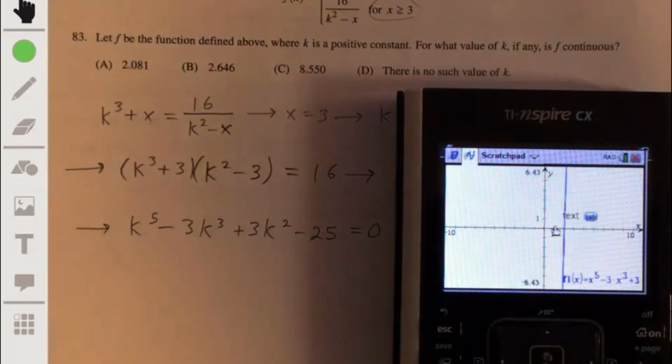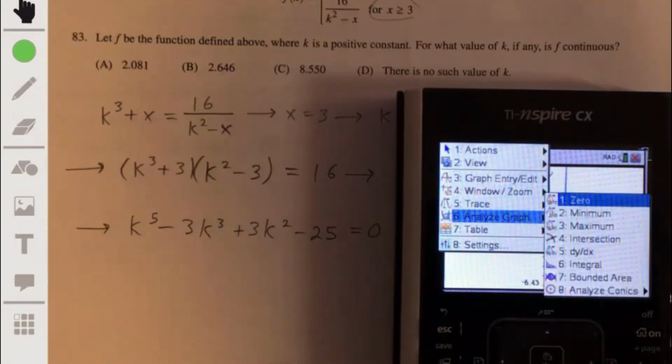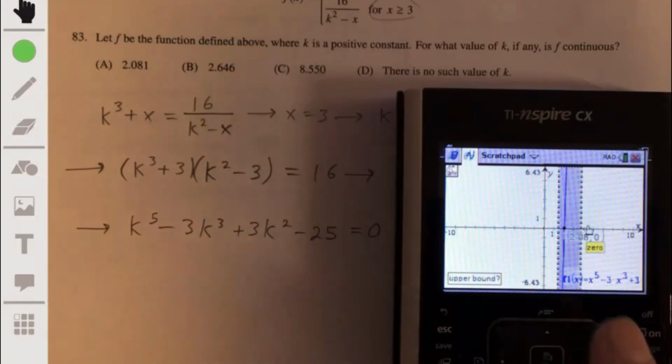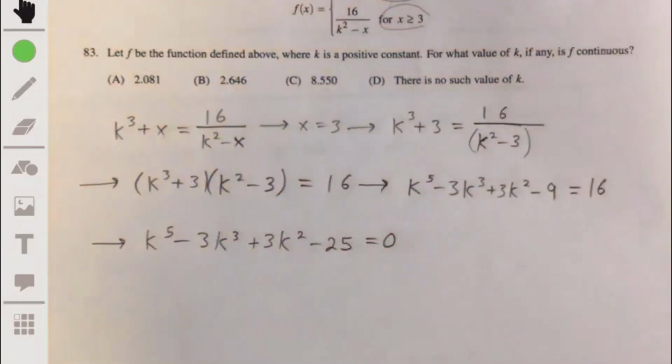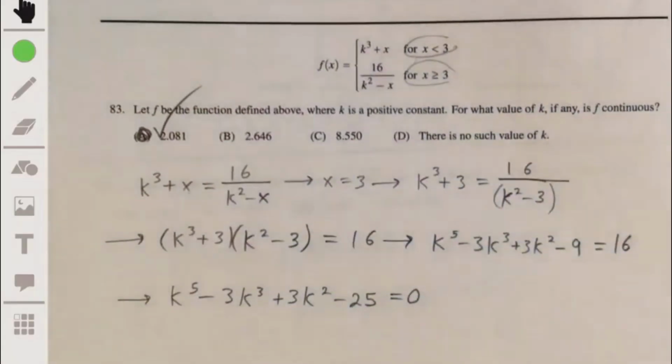So let's look at that zero. Let's see where that zero is. The zero is about 2.08. So that's going to be our solution, 2.08. And so then our answer will be A. All right, that wasn't so bad.